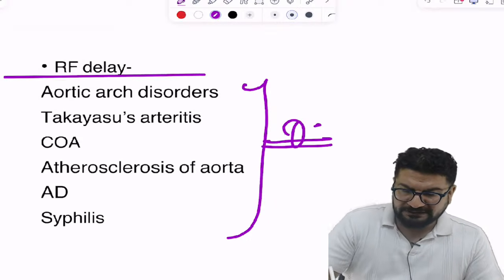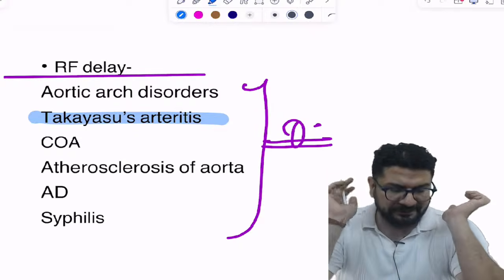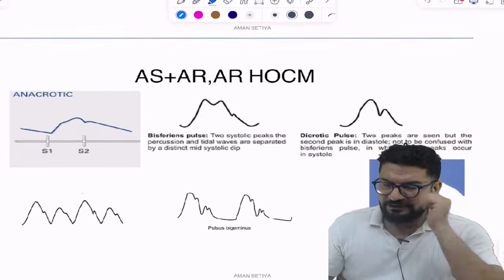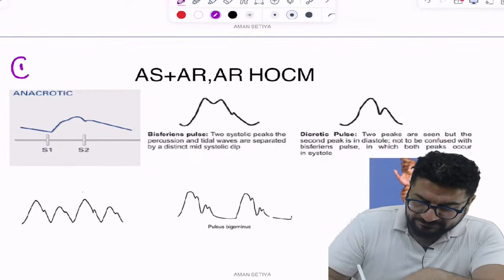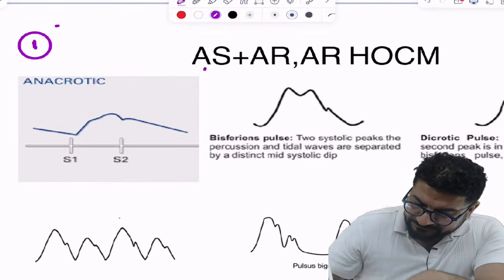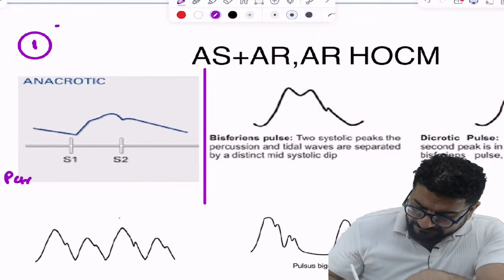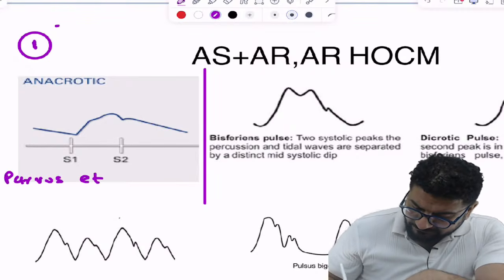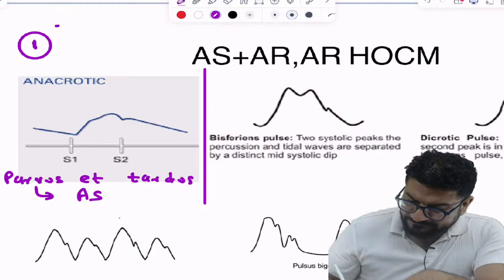Okay, radiofemoral delay, where will you find this? In aortic arch problems. So repeatedly a question comes, they ask you a question on Takayasu. Wherever we have a problem in the aorta, you will find radiofemoral delay. Now look at this, we have different types of pulse. So this is the first pulse, called anacrotic pulse. Anacrotic pulse is also called pulsus parvus et tardus, and it is seen in a patient of AS.